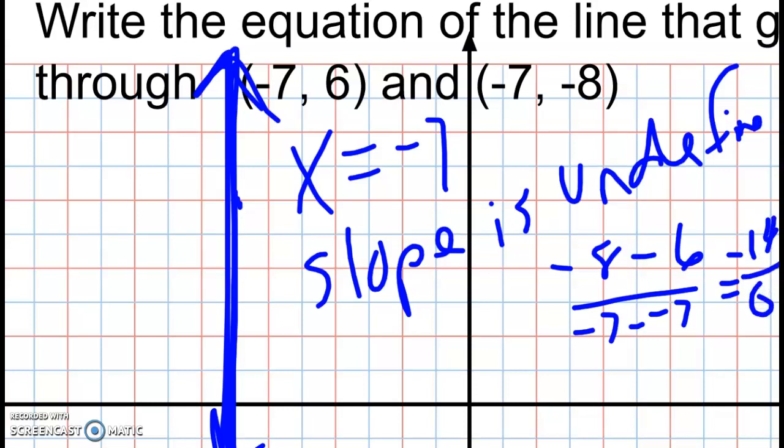If I would use the slope formula, -8 minus 6 over -7 minus -7, I get -14 over 0. And if you remember, you can't divide by 0, okay? That's an undefined number, so therefore the slope of a vertical line is undefined. Its equation is x equals whatever the x-coordinate happens to be, which in this case was -7.